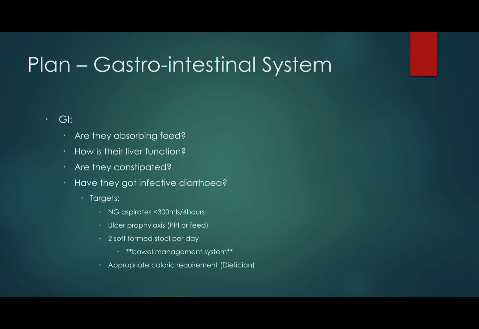Ulcer prophylaxis is vital for these patients. They're at high risk of developing stress ulcers, so if they're not on continuous feeds, then it's worth thinking about giving them PPI therapy. In terms of the bowels, the ideal is to have 2 formed stools per day. Now, if they do have a bowel management system in place to protect their pressure areas and to protect their skin from the soiling that's happening with diarrhea, then make sure that they stay on laxatives because you need to make sure that the stool remains nice and loose for it to collect in the bowel management system and not to block it up.